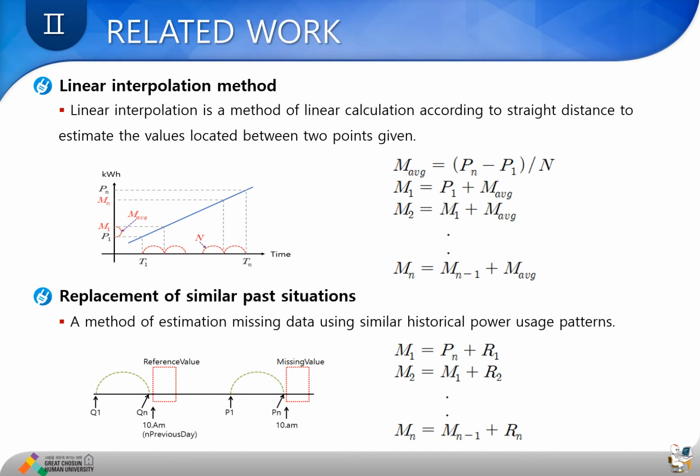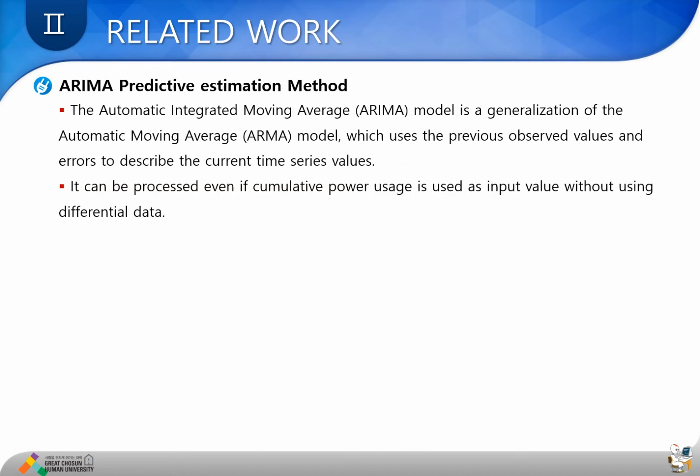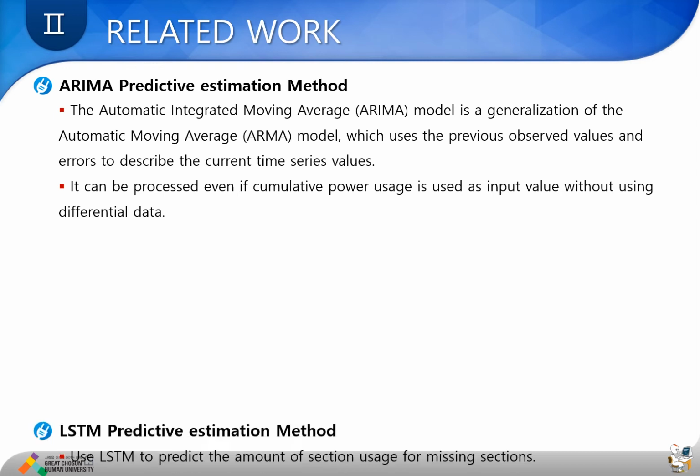And then M1 value is Pn plus R1. M2 value is M1 plus R2. Mn value is Mn minus 1 plus Rn. Third, ARIMA predictive estimation method. The autoregressive integrated moving average model is a generalization of the autoregressive moving average model, which uses the previous observed value and error to describe the current time series values.